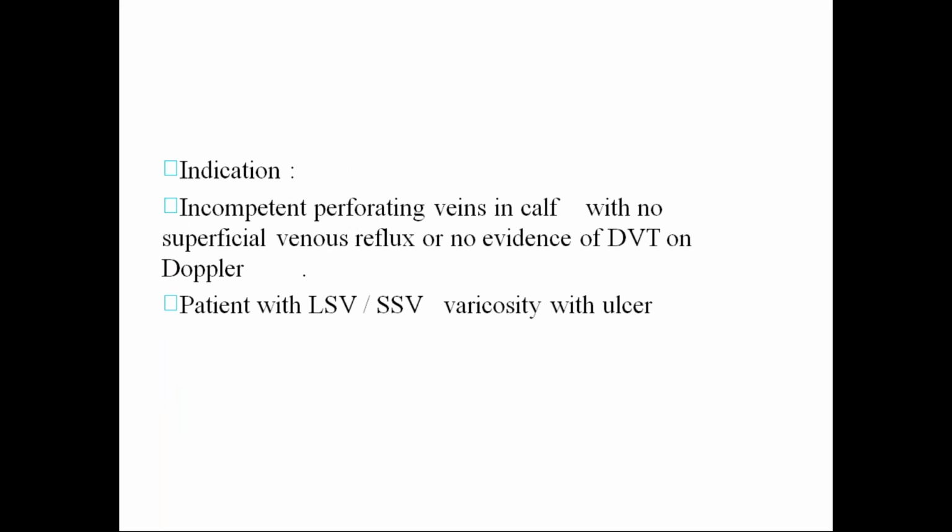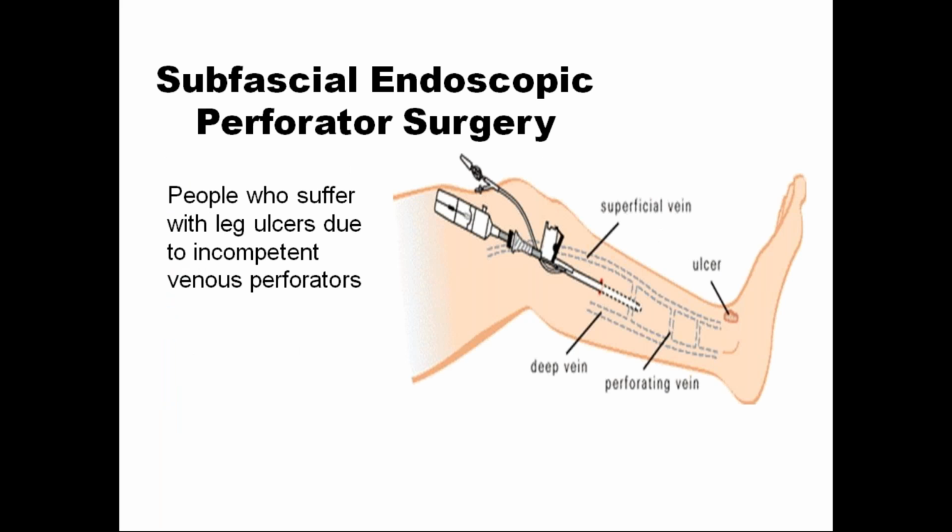So this is the diagram. This is the superficial vein, this is the ulcer, this is the deep vein, and intervening perforator veins are present. So endoscopically, through the instrument, we will remove all the perforating veins.